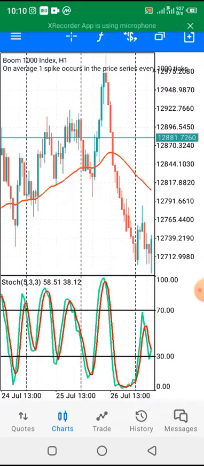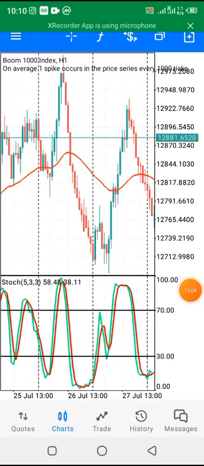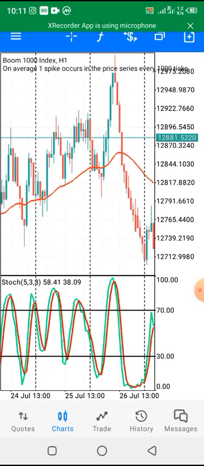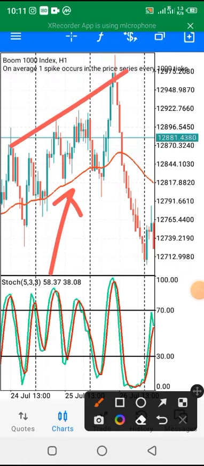Look here, another example. Look here again, guys, another example. As you can see here, price was still trading above the 51 moving average. It was still trading above the 51 moving average, meaning this is a buyer's market, right? It's an uptrend.